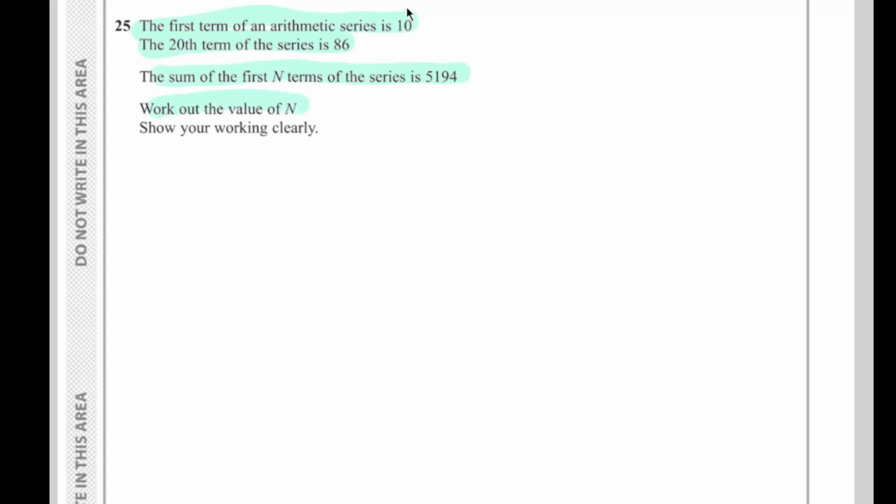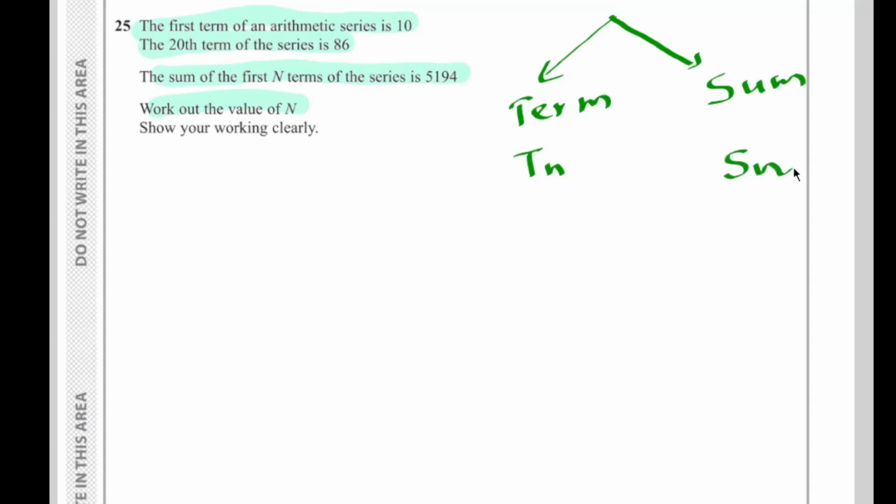So when we are dealing with sequences, you need to identify there are two types of things that you need to focus on. You need to get the approach for this question like this. First way is spot the word term. The other one is spot the word sum. So if you spot this term, then you have to deal with Tn. If you spot this sum, then you have to deal with Sn.